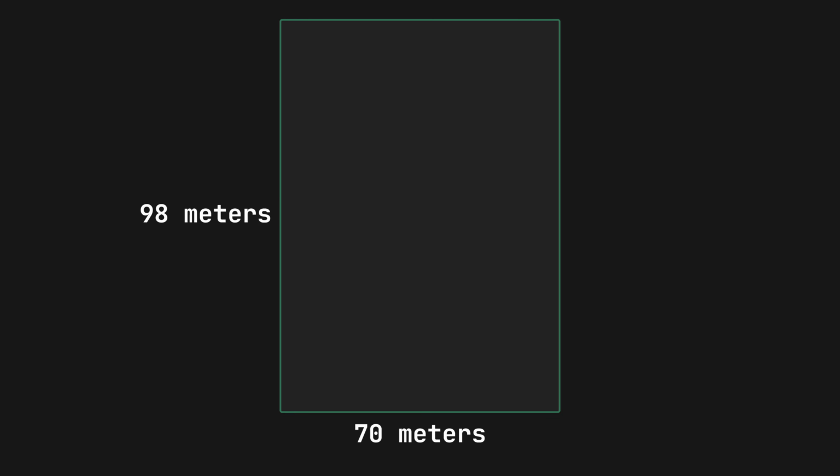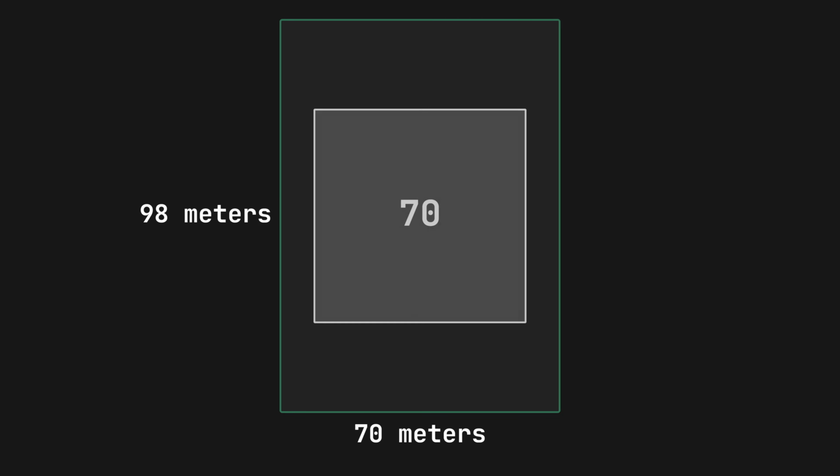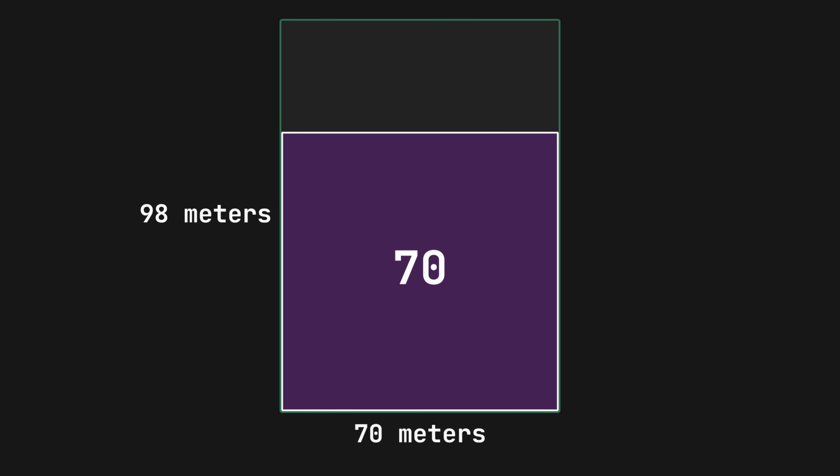We start with our original field size 98 by 70 meters. The first square we can fit is 70 meters wide, and that leaves us with 98 minus 70, which is 28 meters in space above. So we're able to fit a 28 by 28 meter square into that, and then we're able to fit another 28 square next to it.